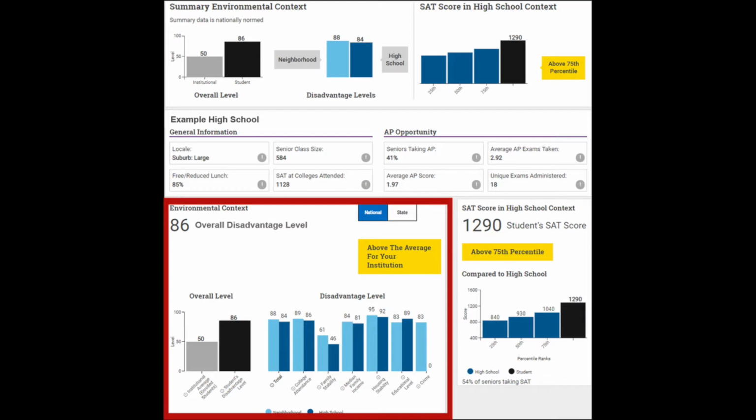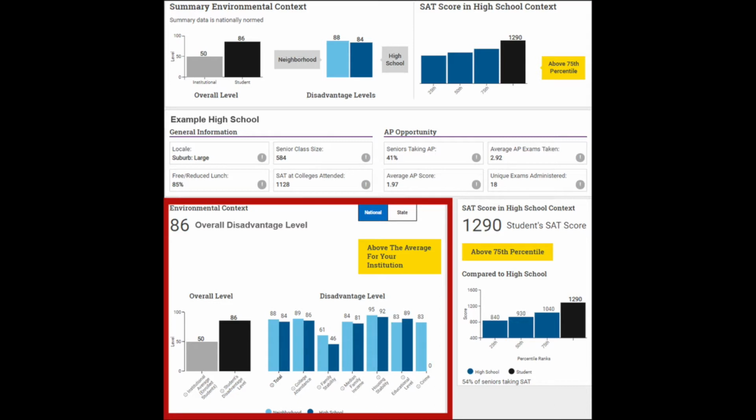So if you were to take the average student and compare him to the student in this example, this student has a much higher disadvantage level than the average student. And for that reason, again, instead of taking race into account, we would take that overall disadvantage level and factor it into the application assessment.